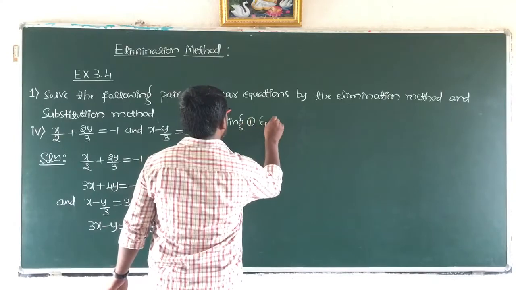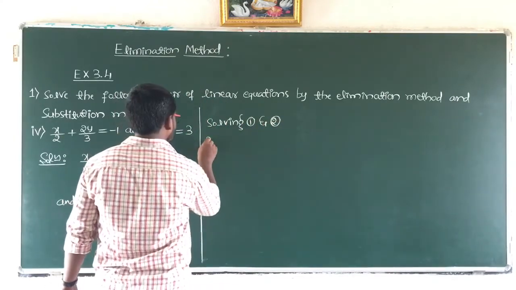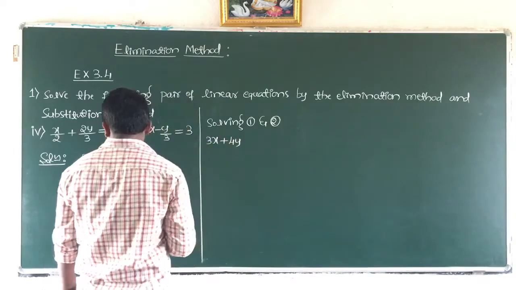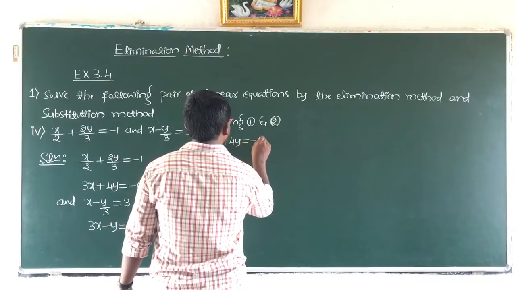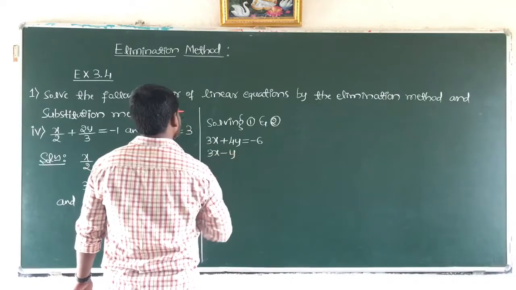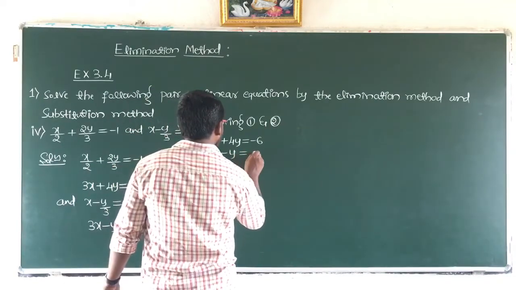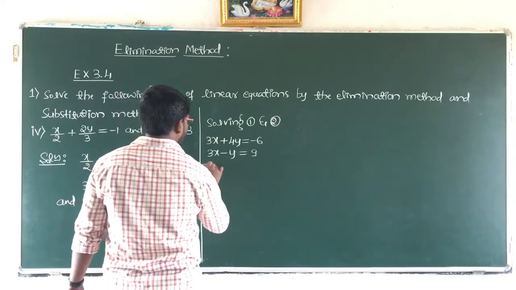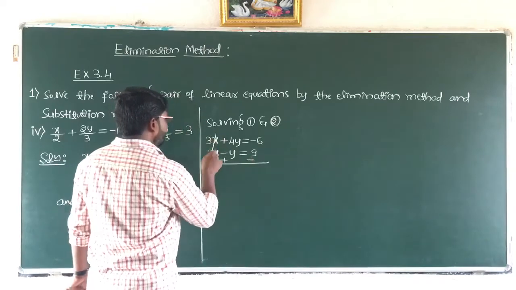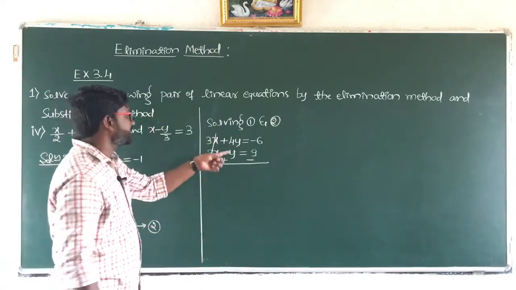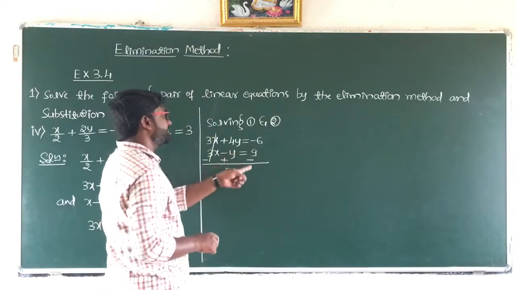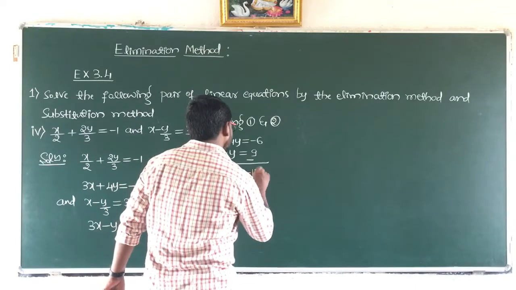So 3x plus 4y equals minus 6, and then 3x minus y equals 9. So go for the sign change, minus plus, minus plus. 3x minus 3x gets cancelled, 4y plus y will be 5y, which equals minus 6 minus 9, which is minus 15.